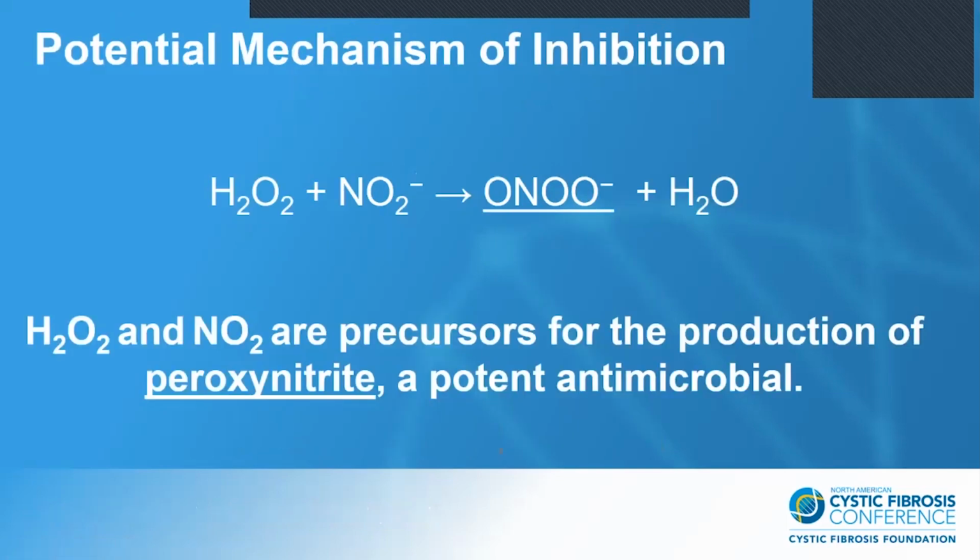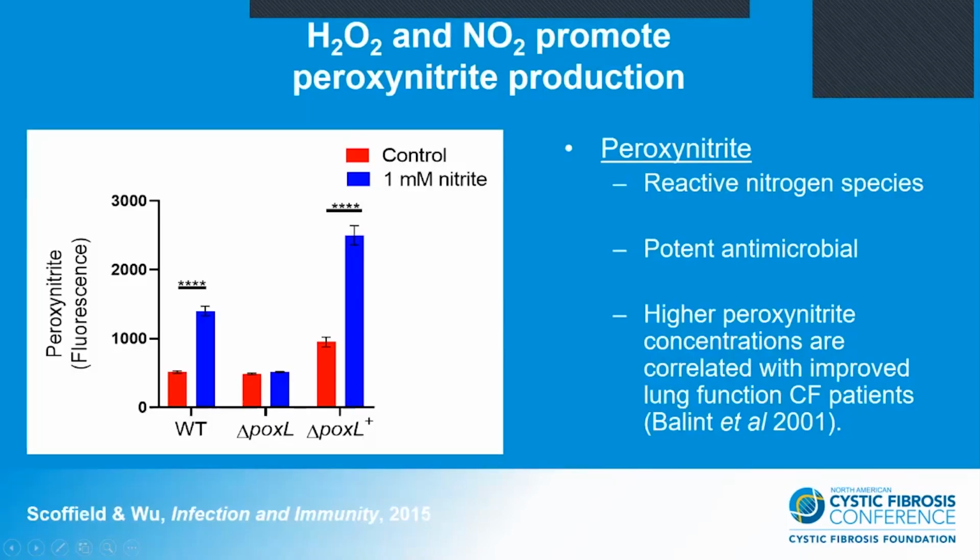And so we wanted to know what was the potential mechanism of inhibition of Pseudomonas by hydrogen peroxide from parasanguinus and exogenous nitrite. And so we know that both hydrogen peroxide and nitrite provide precursors for a reactive nitrogen species called peroxynitrite. And so we wanted to know whether or not peroxynitrite was actually involved in the inhibition of Pseudomonas, in addition to whether POXL mediated production of peroxynitrite by the commensal Strep parasanguinus.